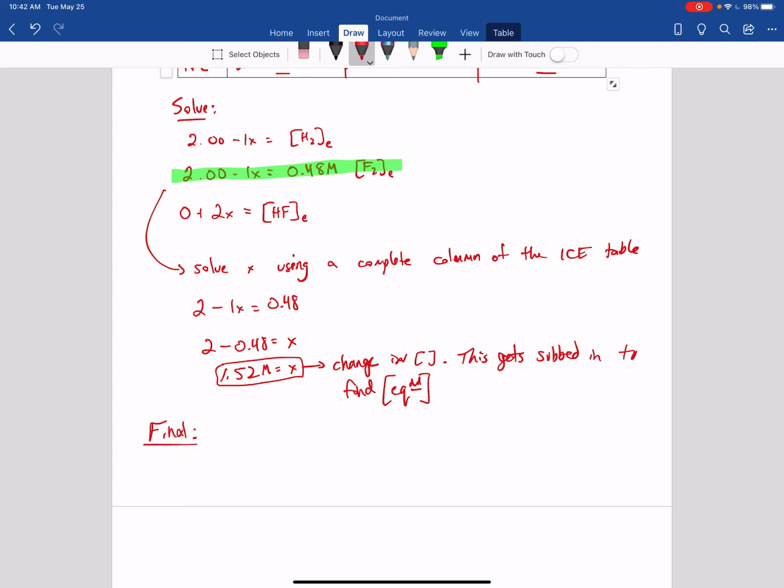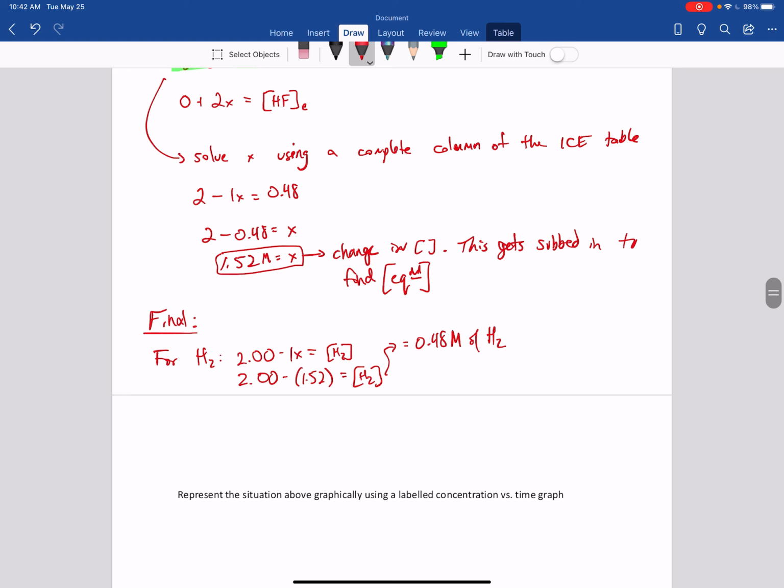So now let's sub that back in. Right, so in our first case, we said 2 minus 1x equals the concentration of hydrogen. So we'll say 2 minus 1.52 equals that. And if we solve, we'll find that it equals 0.48 moles per liter of hydrogen gas.